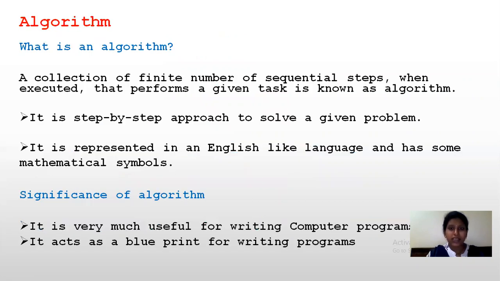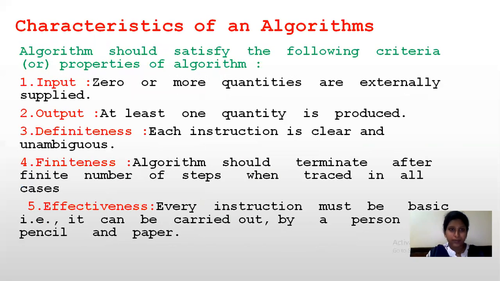A collection of a finite number of sequential steps that, when executed, performs a given task is known as an algorithm. It is a step-by-step approach to solve a given problem. It is represented in the English language and has some mathematical symbols. The significance of an algorithm is that it is very useful for writing computer programs. It acts as a blueprint for writing programs.